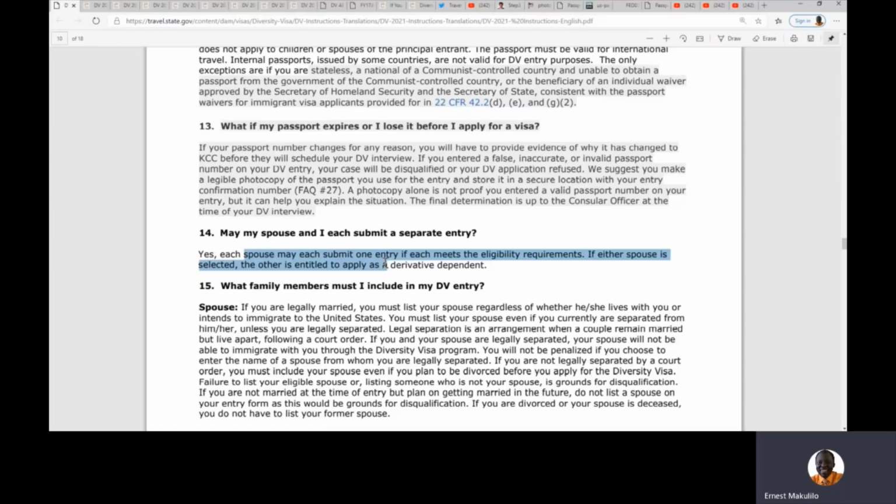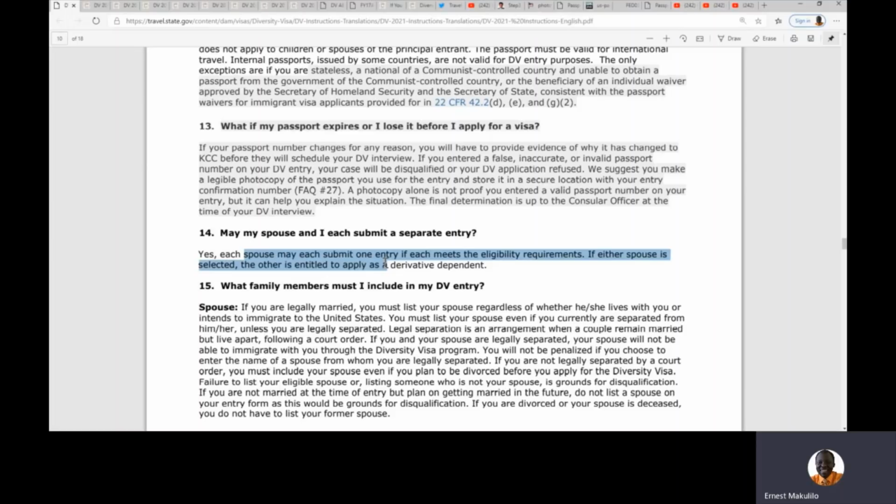When you submit, for instance, I'm applying myself as main applicant. I will say I'm married to Marie, and I put Marie and my 3 children. And then my wife is going to apply as main applicant and say she's married to me, and she's going to put our 3 children. If she wins, the entire family wins. If I win, the entire family wins. But remember, the principal applicant must have the passport.